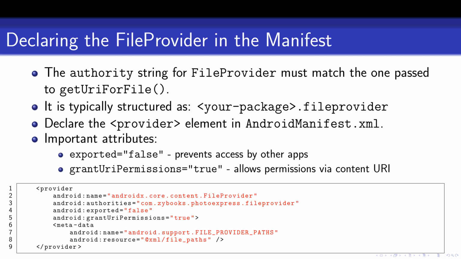For the FileProvider to work, the app must declare it in the Android manifest.xml file. A provider element is used, and it must match the authority string used in your code. This authority is typically formed by combining the app's package name with .fileProvider. The attributes exported equals false and grantUriPermissions equals true ensure that only trusted apps using the URI have access, and only while the system grants it.